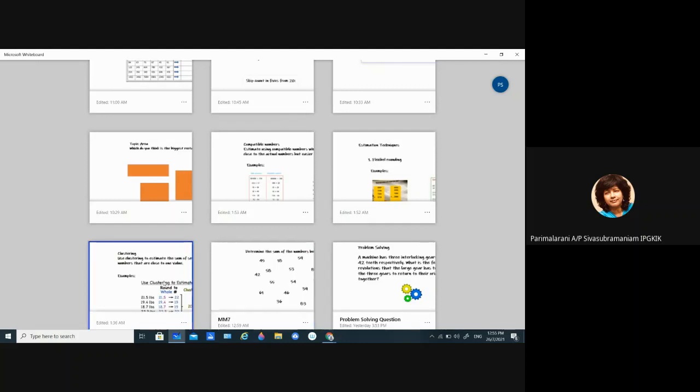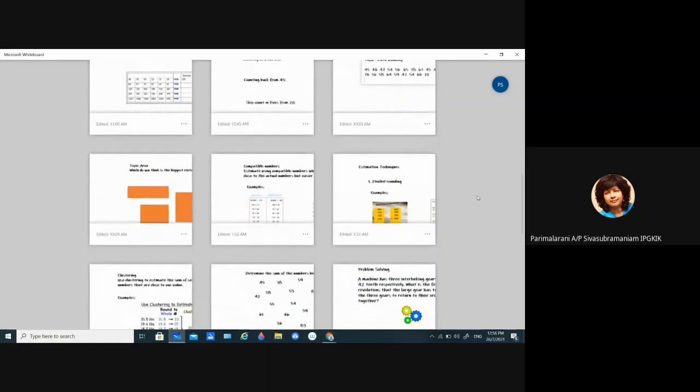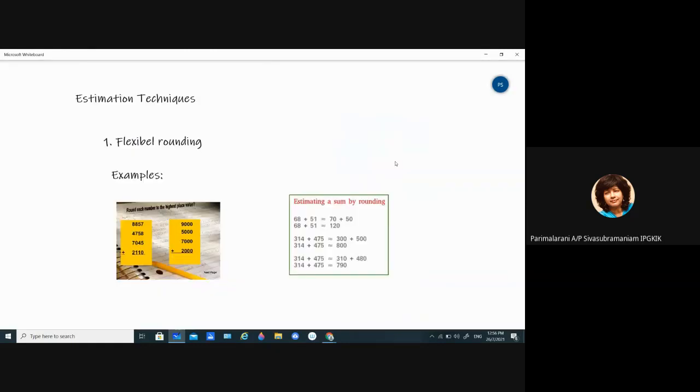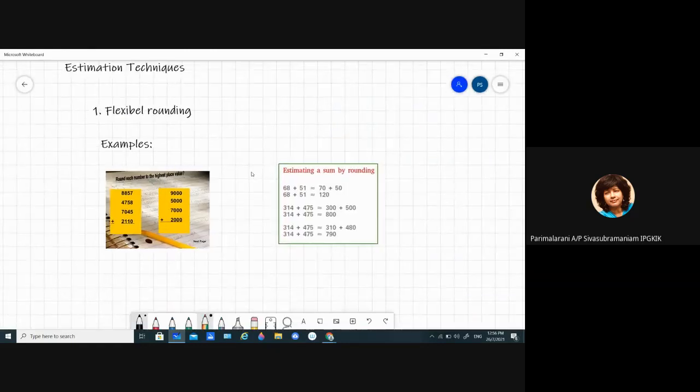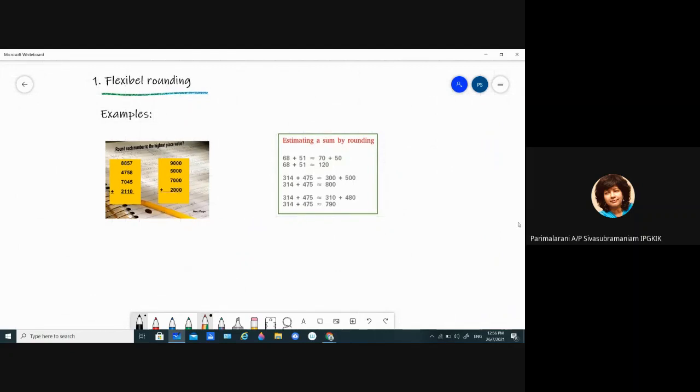Okay, the second strategy for estimation is flexible rounding. It is rounding actually, but it's flexible rounding because you can change. You don't have to follow the rounding rules strictly. Same example, same numbers here. You have 4 numbers that you want to add. So the first number, 8,857, you round it to 9,000.